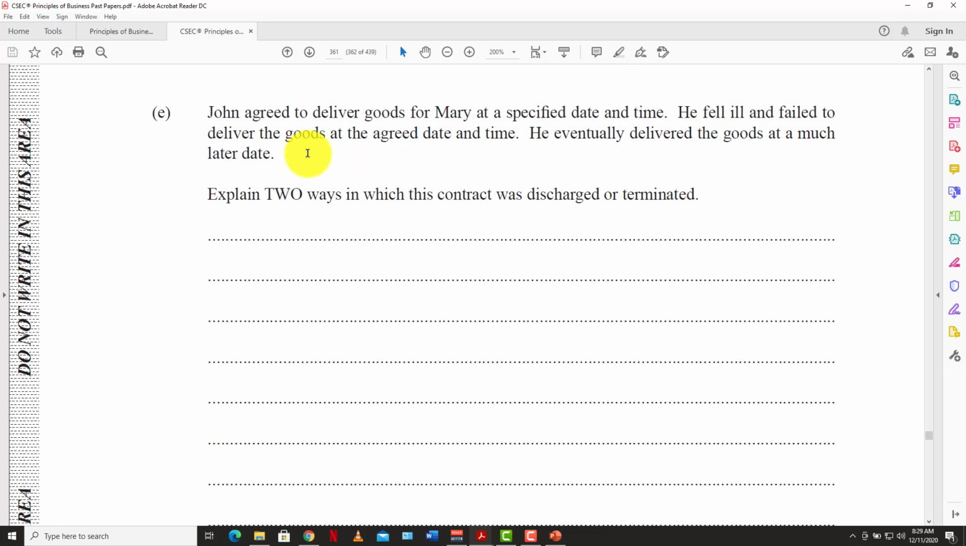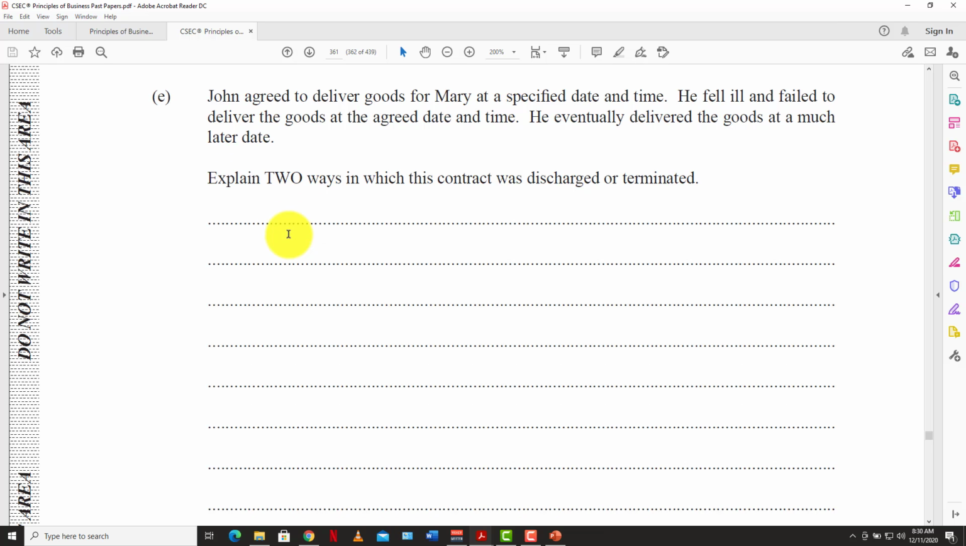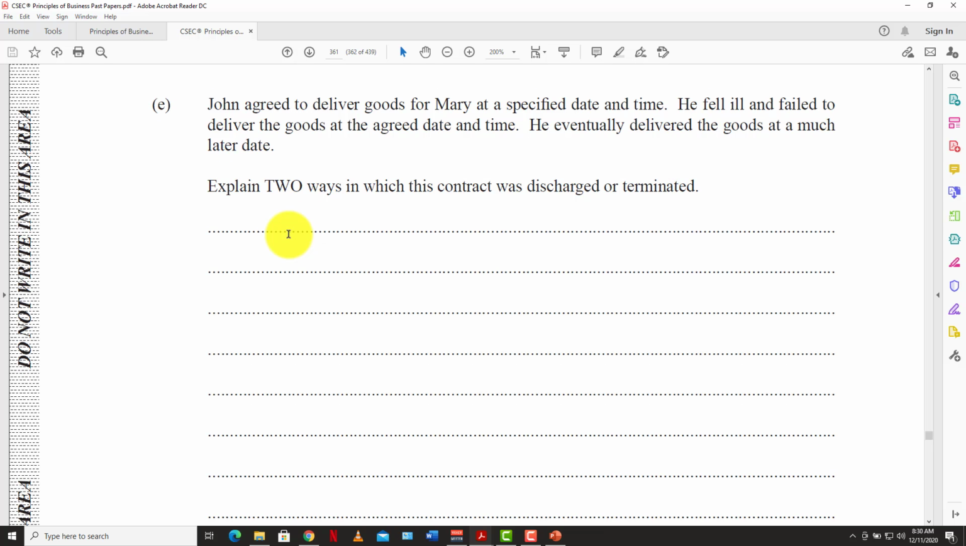He fell ill and failed to deliver the goods at the agreed date and time. He eventually delivered the goods at a much later date. Explain 2 ways in which this contract was discharged or terminated. So 2 ways in which the contract was discharged or terminated.